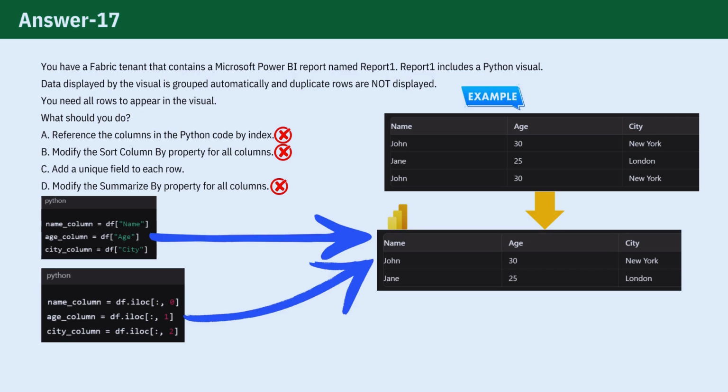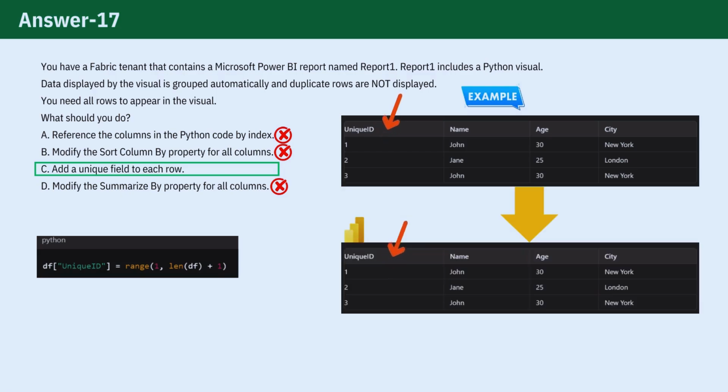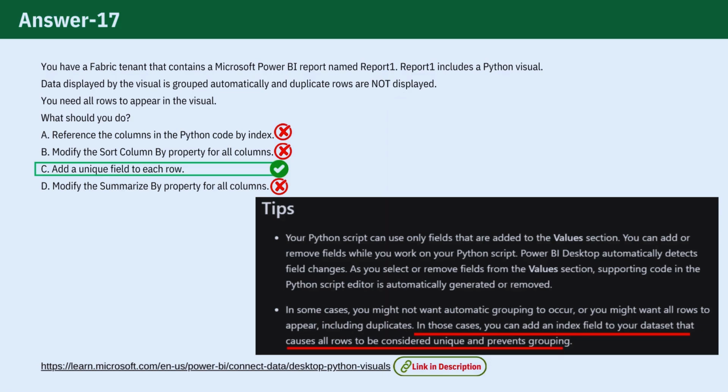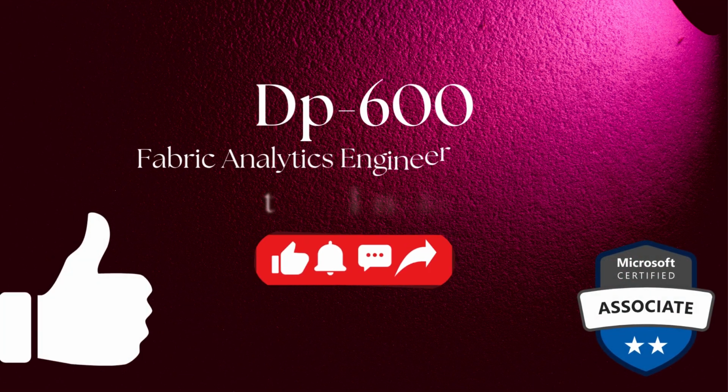processes data. The correct approach is to add a unique field to each row, option C, because by adding a unique field to each row, it ensures all rows, including duplicates, are passed to the Python visual, and this prevents Power BI from grouping rows and ensures all are displayed. This solution is supported by Microsoft documentation, which states that adding an index field makes all rows unique and prevents grouping.